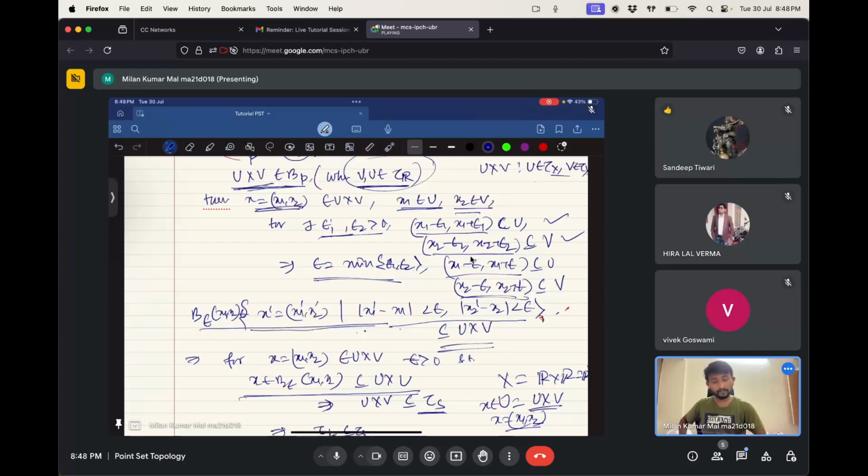Here X and Y are the same, that is R basically, right? So here the product topology is the same, right? So now U cross V is there. Now if (x1, x2) is there, then x1 belongs to U, x2 belongs to V.